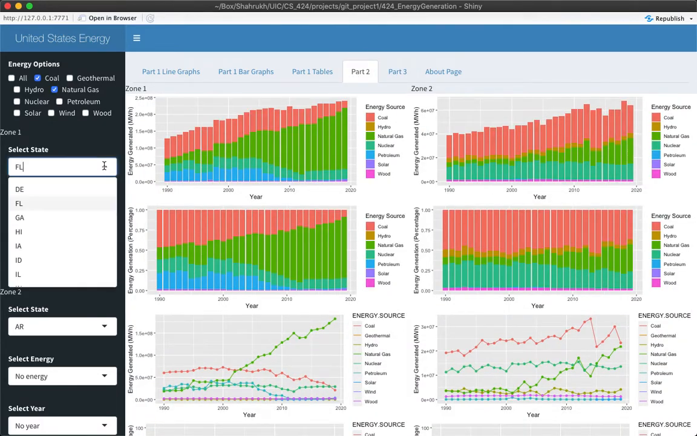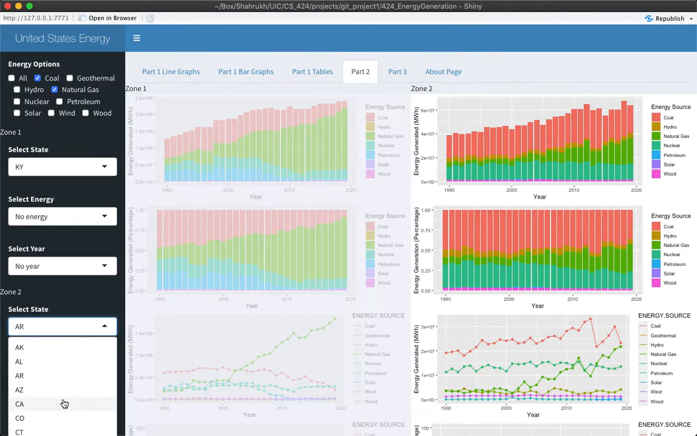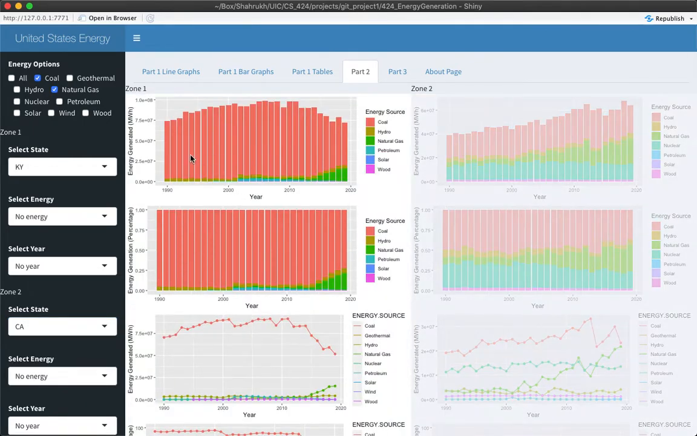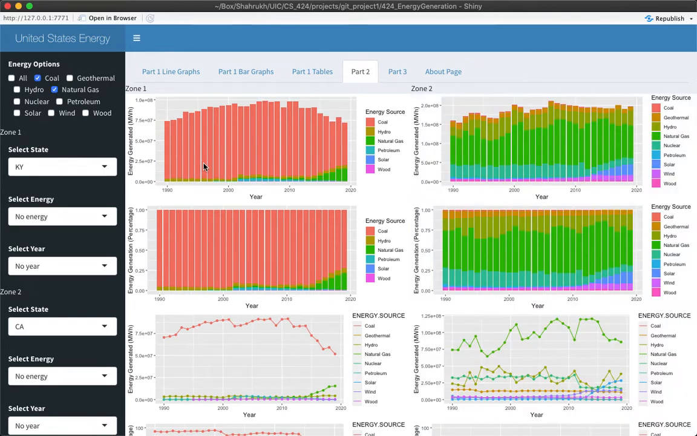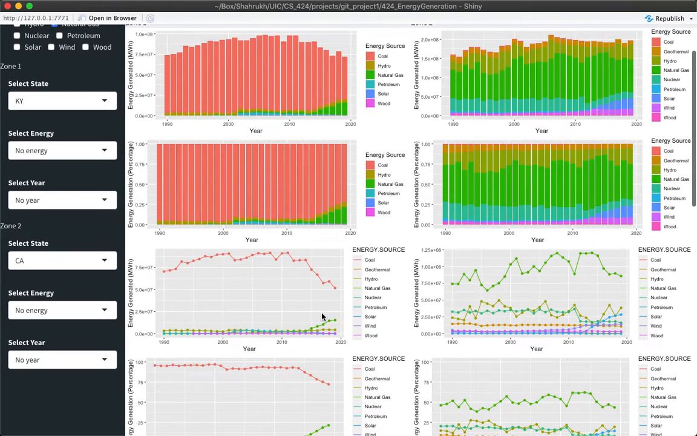And some other things, if we go over here and we go to Kentucky, then what we see over here is, I was very surprised to see it, that their energy source is basically coal, and it has not changed from 1990 to 2019. If we look at the line graph for the percentages, it's very close to 100%. And it may be decreasing now with an increase of natural gas, but a lot of it is just from coal.